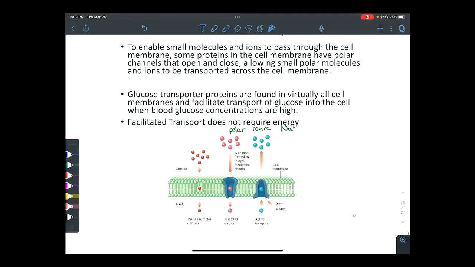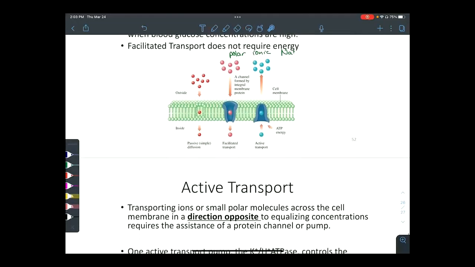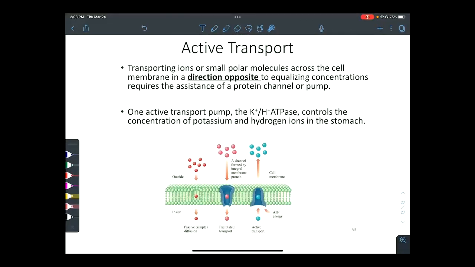Then the last type of transport is active transport. It still uses a channel. We can still move polar molecules or ionic molecules, but here's the difference. You are moving a glucose molecule from a low concentration to a high concentration. That cannot happen naturally. You have to give the cell or the channel process energy in order to push one of those molecules against a concentration gradient. That's what we call it. So you're trying to push sugar from low concentration to high concentration. That's harder to do, so you have to give it energy.